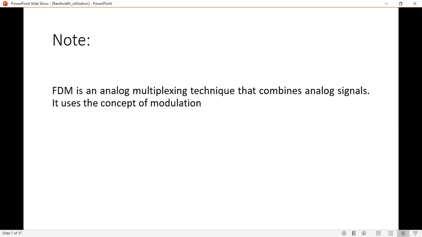Frequency division multiplexing is an analog multiplexing technique that combines analog signals, and it uses the concept of modulation. Now we will see how we can use the concept of modulation in FDM, that is, frequency division multiplexing.